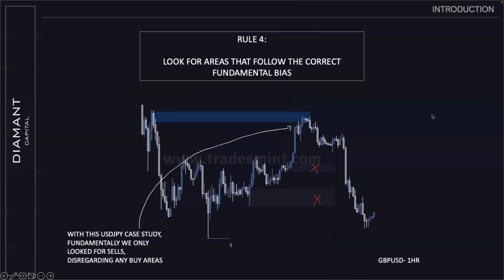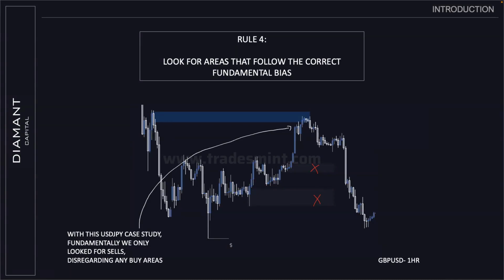So, last rule: look for areas that follow the correct fundamental bias. Now, this is not a straightforward rule, as you can understand, because there's so much to fundamentals. Hence why the whole course is there for you guys to understand it, and now it's just about implementing it. But with this case study, for example, this is USDJPY, and what we've seen in the past few weeks, past few months, fundamentally, is that we've only been looking for sells. So we've disregarded any buy areas.